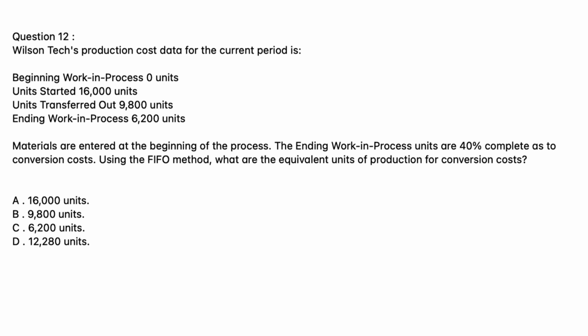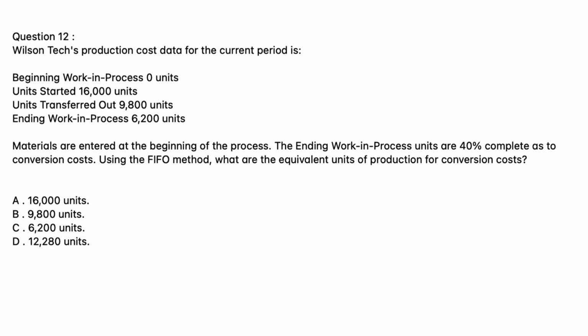Wilson Tech's production cost data for the current period is: beginning work-in-process 0 units. Units started 16,000 units. Units transferred out 9,800 units. Ending work-in-process 6,200 units. Materials are entered at the beginning of the process. The ending work-in-process units are 40% complete as to conversion costs. Using the FIFO method, what are the equivalent units of production for conversion costs?